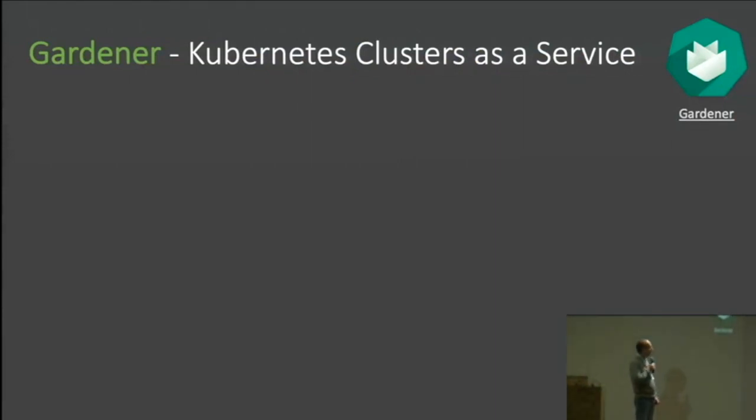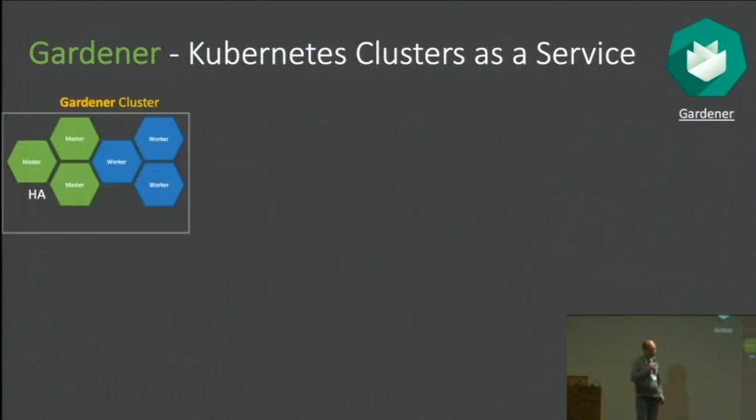Now, one word about how we deploy Kubernetes clusters at SAP. Since we have a multi-cloud strategy, we want to be able to deploy Kubernetes clusters in a uniform way on all the different infrastructures our customers want to use. And for that, we have started an open source project last year. It's called Gardener.